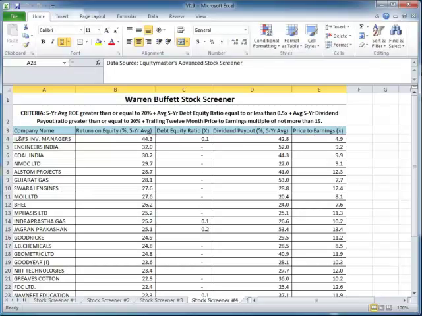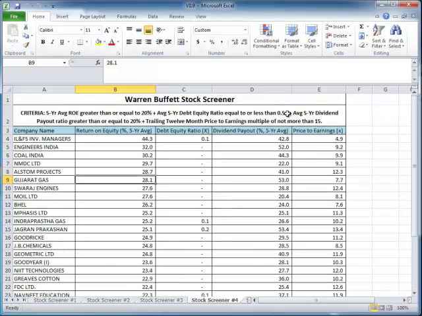Warren Buffett stock screener. Okay, so now we're back in Excel, with the Warren Buffett stock screener. The four things that we're looking at to screen companies are the return on equity, debt to equity ratio, the dividend payout, and the price to earnings. The criteria we've applied: firstly, for return on equity, a 5-year average return on equity greater than or equal to 20%. We've sorted all these stocks by return on equity. Then we want a 5-year debt to equity ratio less than or equal to 0.5 times.